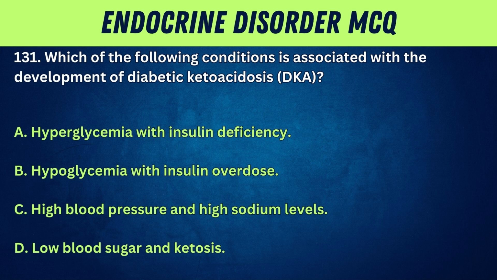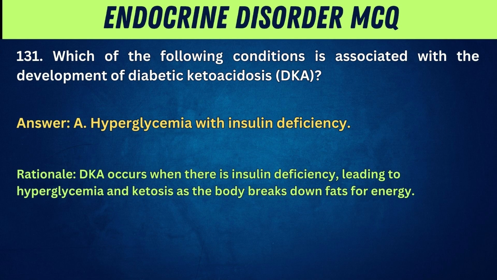131. Which of the following conditions is associated with the development of diabetic ketoacidosis, DKA? A. Hyperglycemia with insulin deficiency. B. Hypoglycemia with insulin overdose. C. High blood pressure and high sodium levels. D. Low blood sugar and ketosis. Answer: A. Hyperglycemia with insulin deficiency. Rationale: DKA occurs when there is insulin deficiency, leading to hyperglycemia and ketosis as the body breaks down fats for energy.